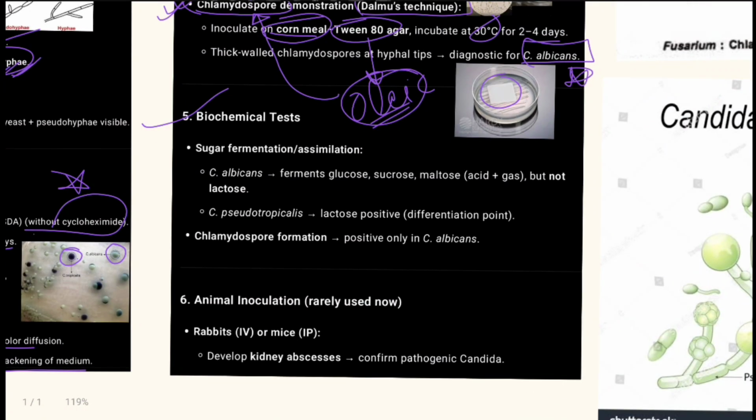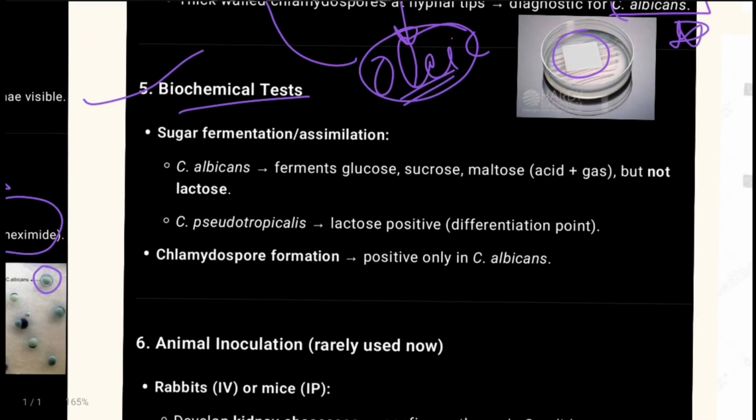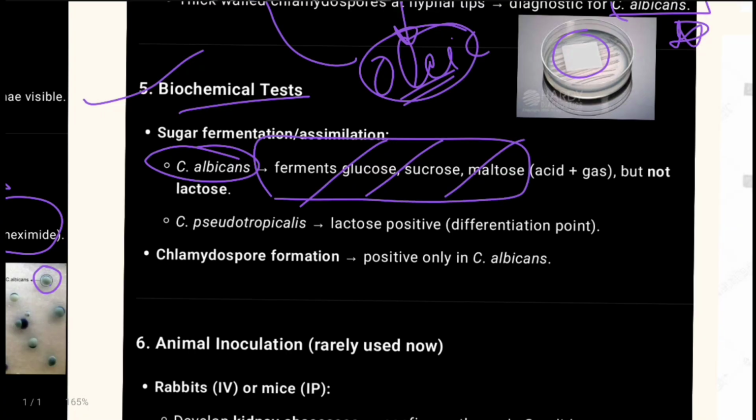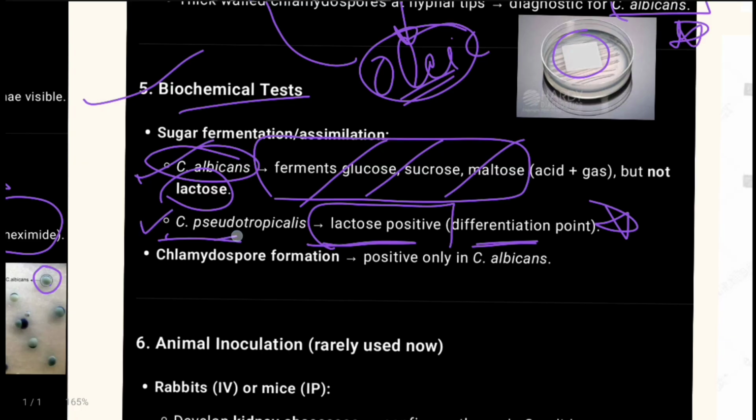Now another test, such as biochemical tests, can be used. Here also two important things are there. Candida albicans ferment glucose, sucrose, and maltose. You may not need to remember all these things, but the only thing you must remember is that Candida albicans do not ferment lactose. These biochemical characters are asked the majority of the times in exams. In the case of Candida pseudotropicalis, this shows lactose positive. So this is a key differentiation point: Candida albicans do not ferment lactose, whereas Candida pseudotropicalis ferment lactose.